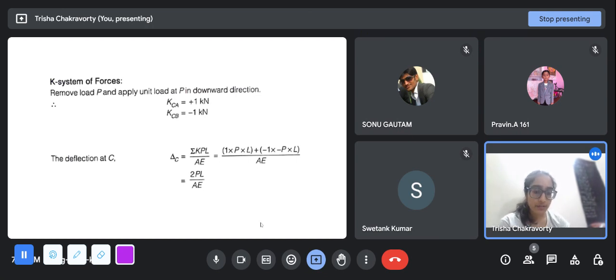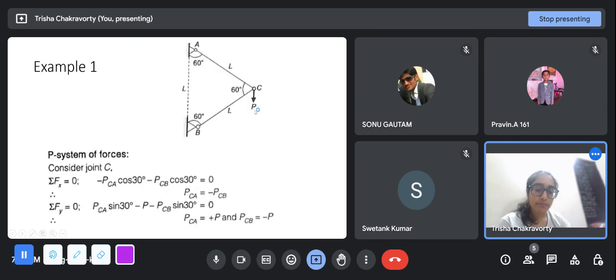So we get the deflection of C, and we found it positive. So what does that imply? Since we had applied the unit load also in the downward direction at C, that means this node C is deflecting in the downward direction.